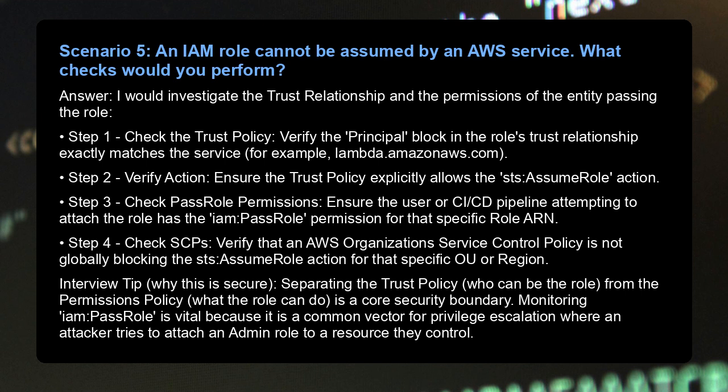Interview tip. Why this is secure. Separating the trust policy, who can assume the role, from the permissions policy, what the role can do, is a core security boundary. Monitoring iam:PassRole is vital because it is a common vector for privilege escalation, where an attacker tries to attach an admin role to a resource they control.